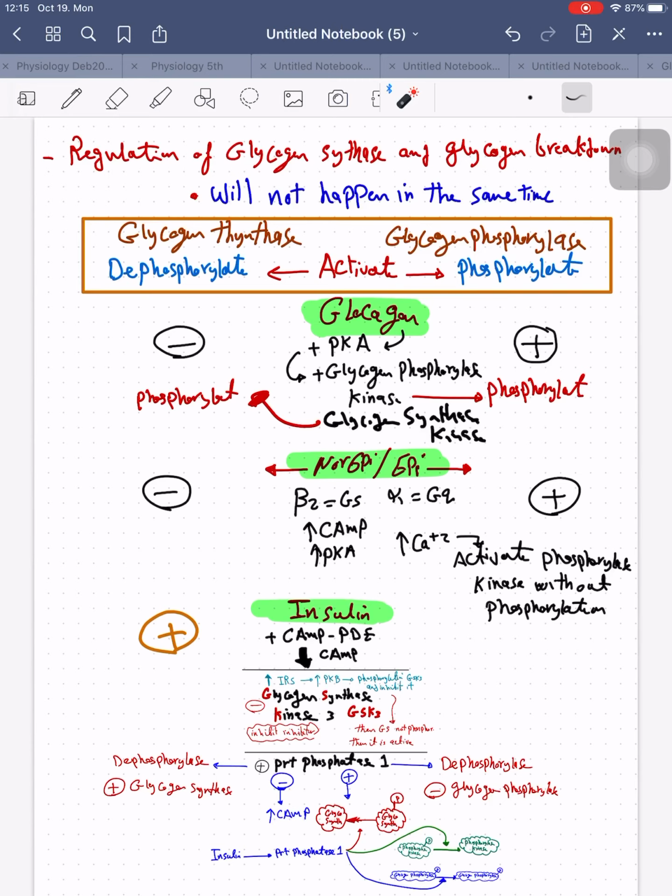Clear? Clear. So these two hormones: glucagon usually works during fasting and exercise, and norepinephrine also works with exercise and stressful life. When you are going to an exam and so on, your adrenal gland releases epinephrine, and this epinephrine will go to activate PKA on one side, and on the other side, this alpha 1 also releases calcium from the muscle. Both of them activate phosphorylase kinase without phosphorylation, which will activate glycogen phosphorylase.